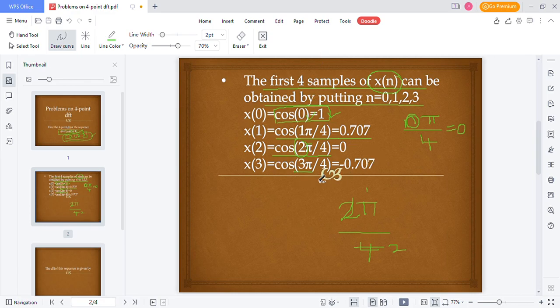Yes, and then this is 3 pi by 4. What is 3 pi by 4? It is minus 0.707. You substitute all this in the calculator and then you get the resultant. So I got my resultant as what? 1, 0.707, 0, minus 0.707. Let me write that. So it is 1, 0.707.